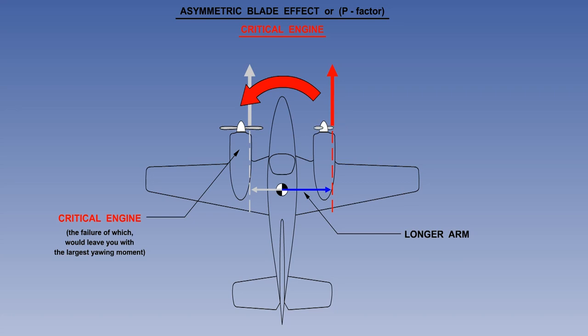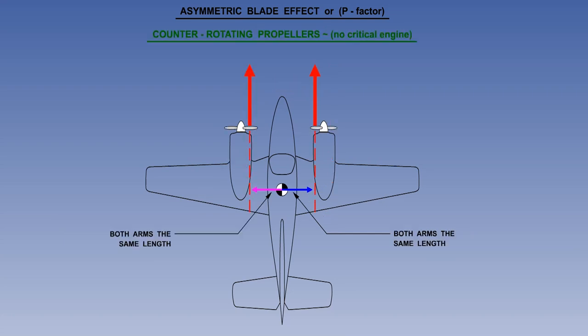The critical engine is the engine the failure of which will generate the largest yawing moment. The majority of light twin-engine aircraft do not have a critical engine, because they are fitted with engines which rotate in opposite directions. The left engine rotates clockwise, and the right engine rotates anti-clockwise. The length of both thrust arms is therefore the same, so the yawing moments are the same. As mentioned previously, propellers that rotate in opposite directions on separate shafts are called counter-rotating. This brings us to the end of our study of propellers.